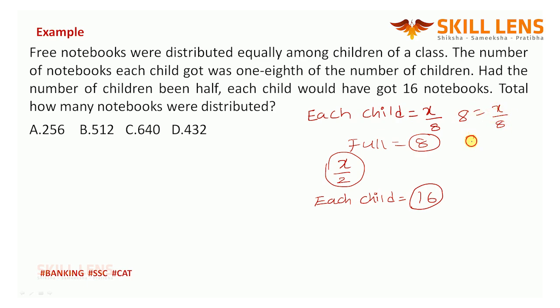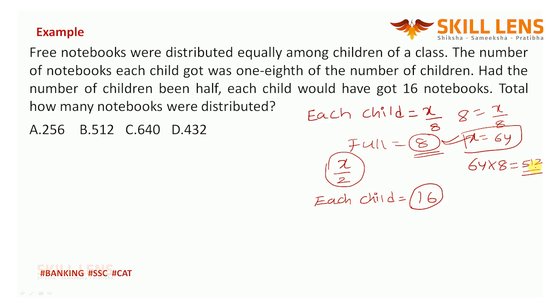X by 8. Can I say that x is nothing but 64? What is x? The number of children is 64. If there are full children, each child is getting 8 books. So 64 into 8, that is nothing but 512 books. That's it. In 10 seconds you can get your answer if you understand this particular logic properly.